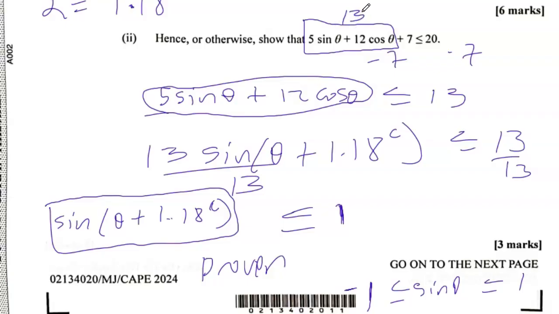It's always 13 or lower. So hence, the left hand side is always going to be equal to or less than 20. Let's move on.